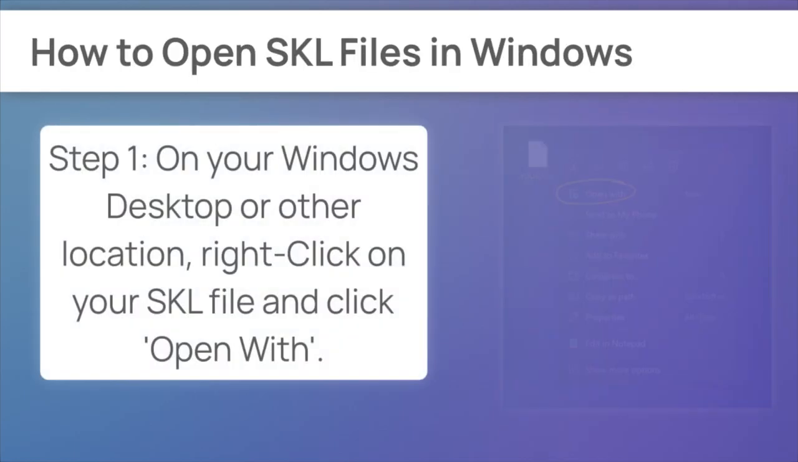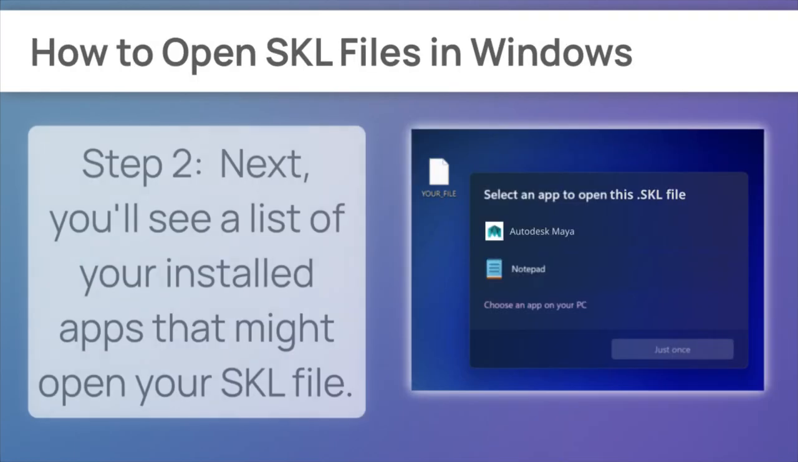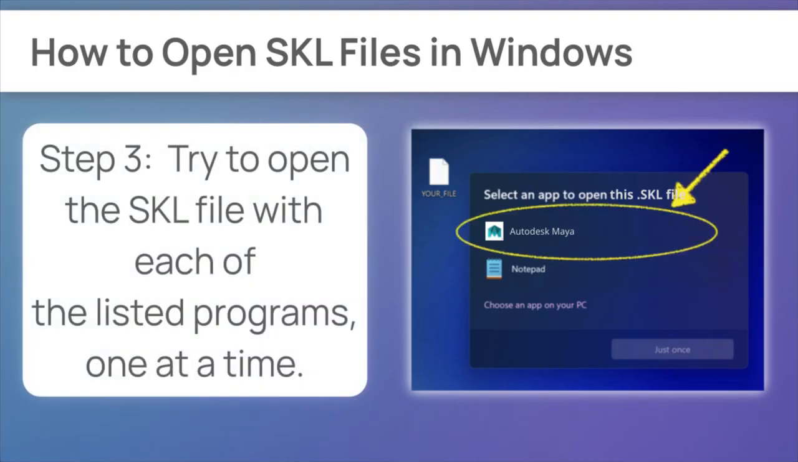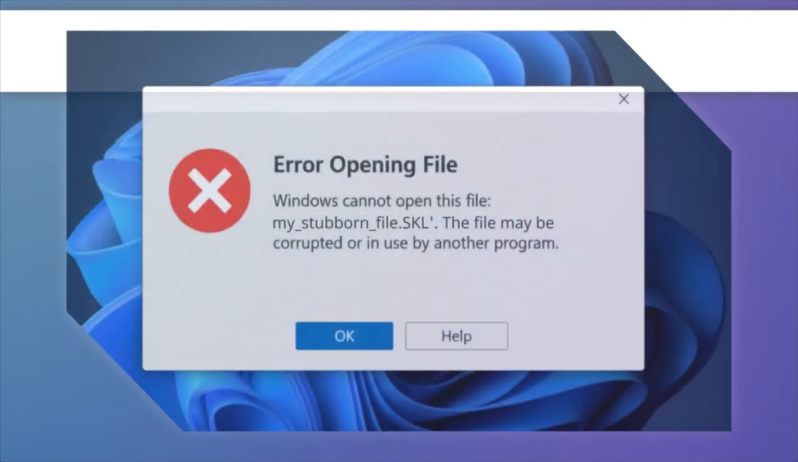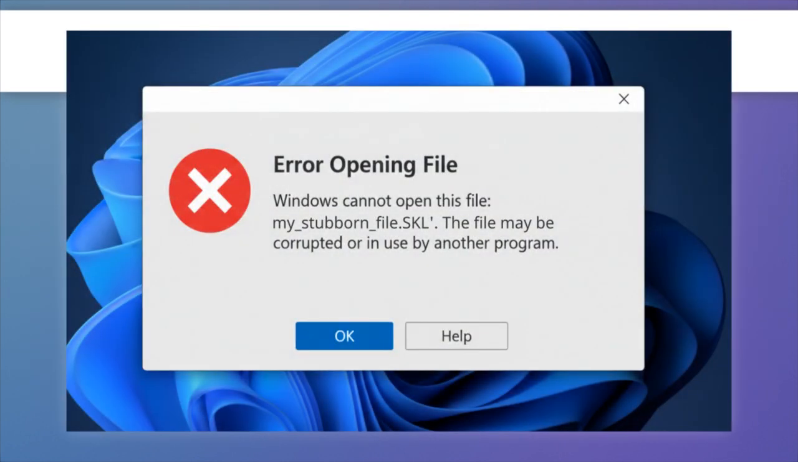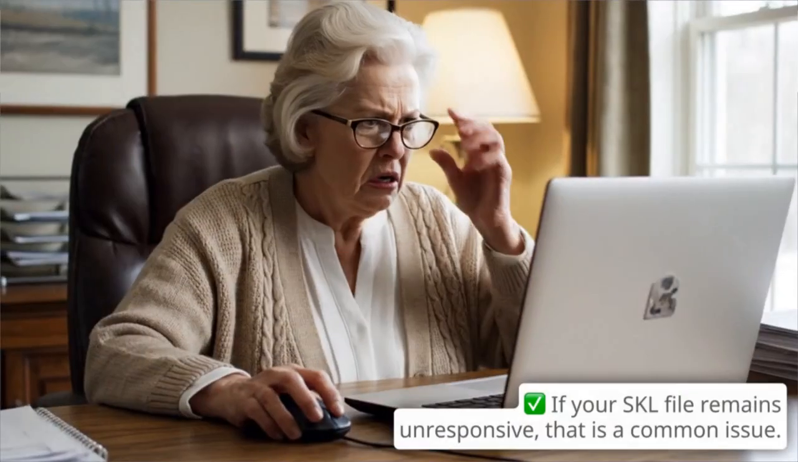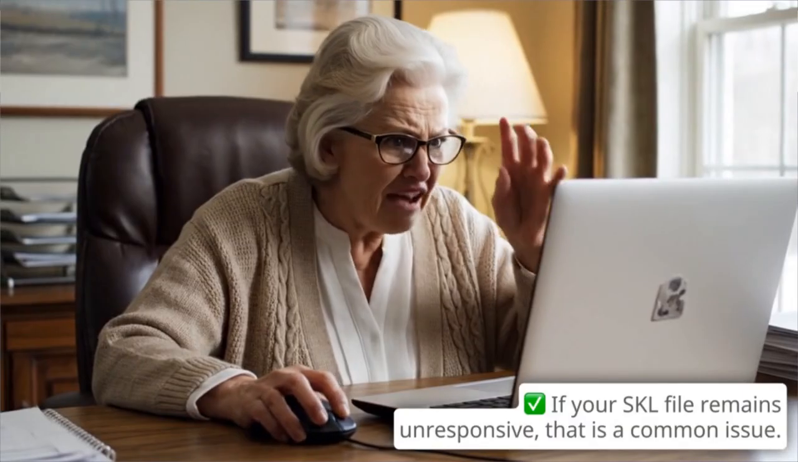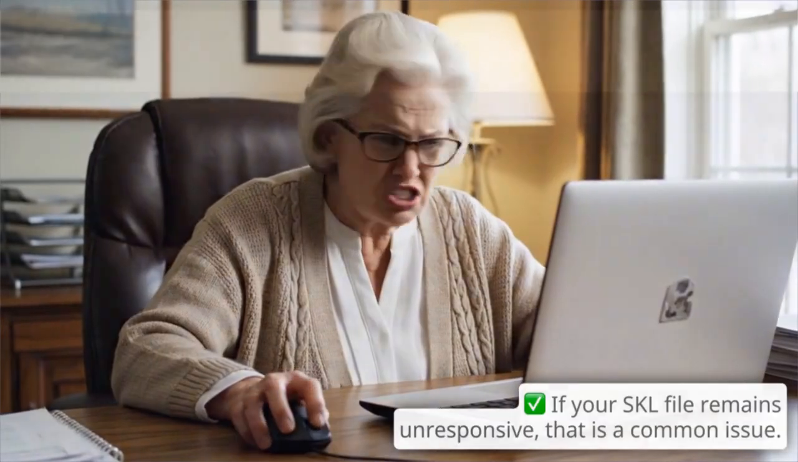Open the menu by right-clicking your SKL file and choosing Open With. Try Autodesk Maya first. If it's absent, select another program. This trial and error process is essential for troubleshooting. If the SKL file still will not open, there is no need to stress. Your system failed to open the SKL file. We need to bypass the failure by running these 3 crucial diagnostic steps right now.